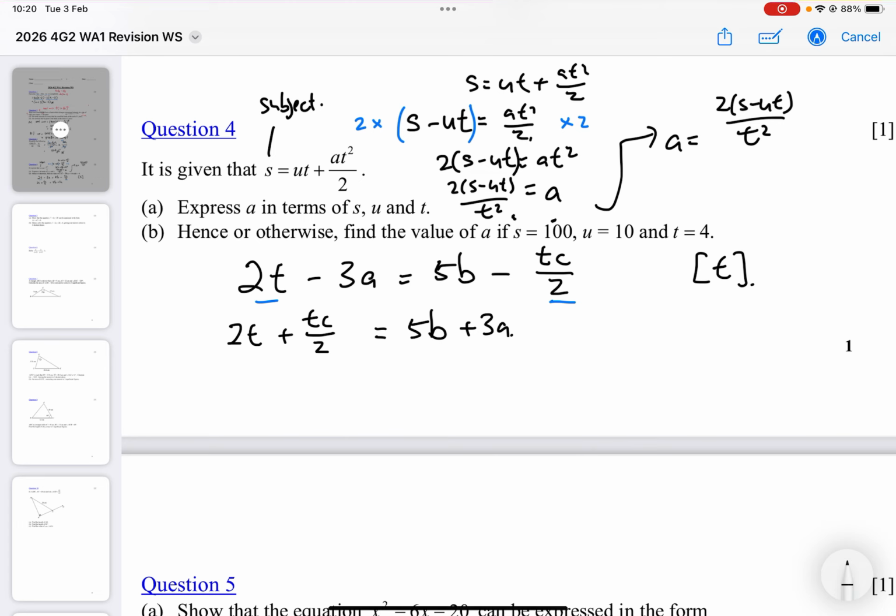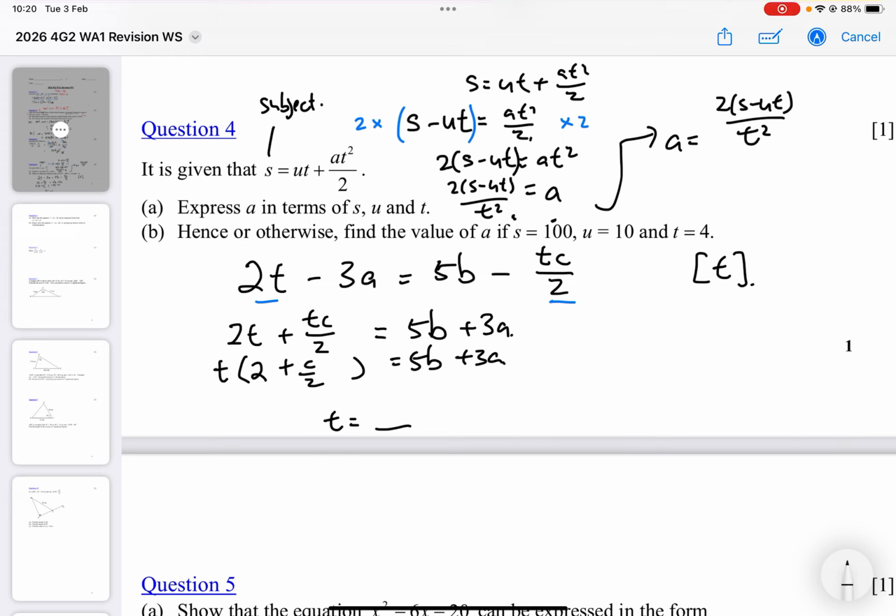Okay, then now I need to do one extra step, because on the left now got two terms with t, but my final answer is t equals to something only one term, only t alone, so I have to do a factorization. Both the front and the back got t, so I can take out a t. Then 2t divided by t is 2, tc over 2 divided by t, cancel the t, I'm left with c over 2, then equals to 5b plus 3a.